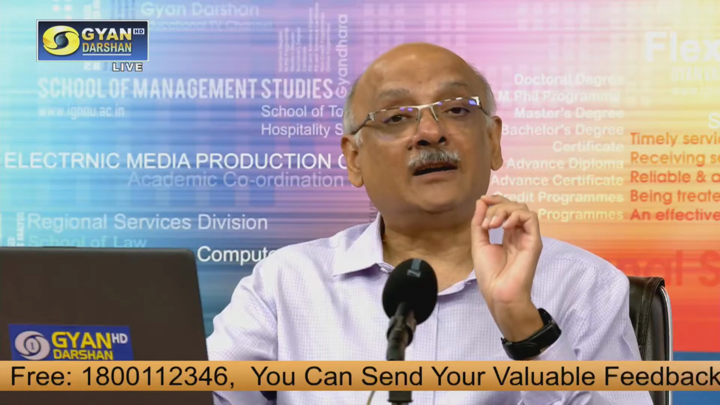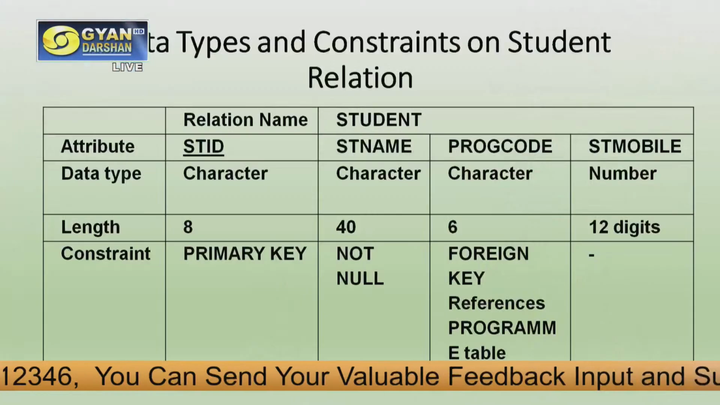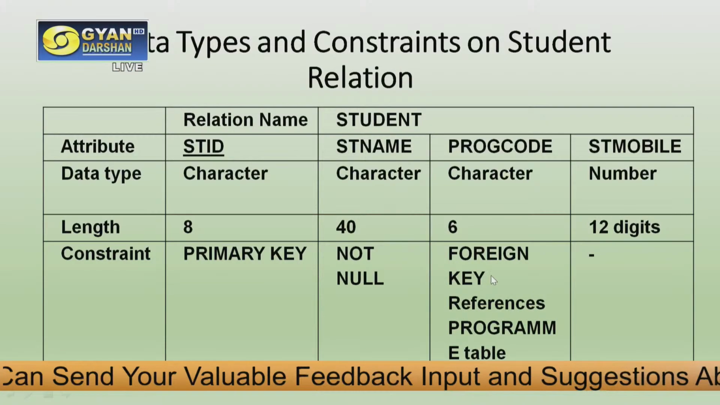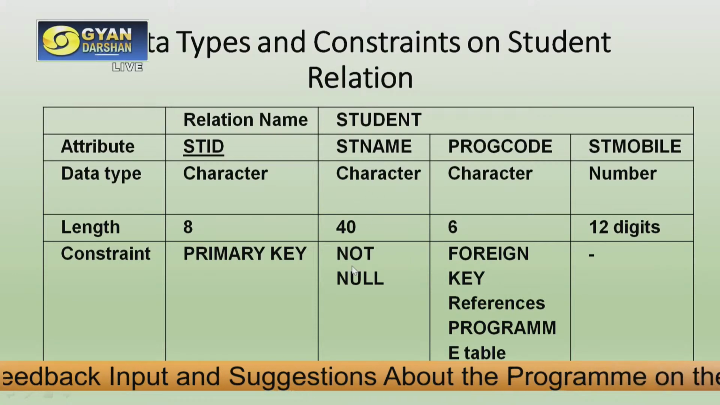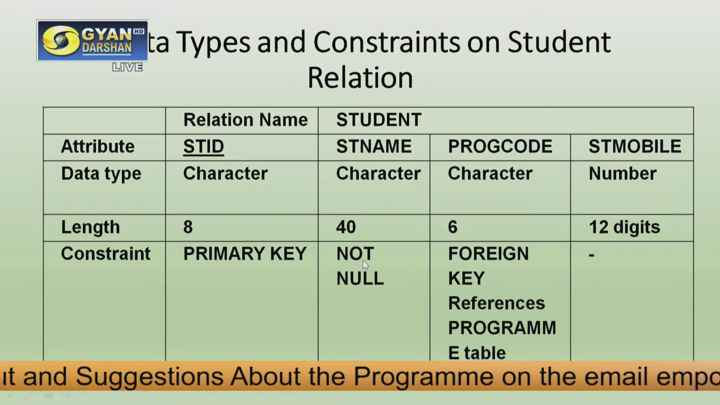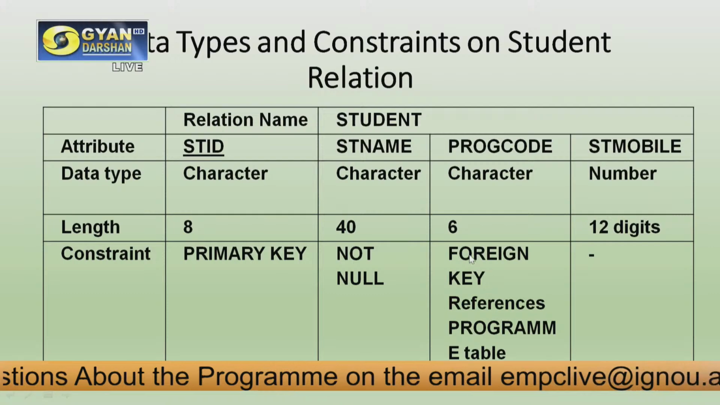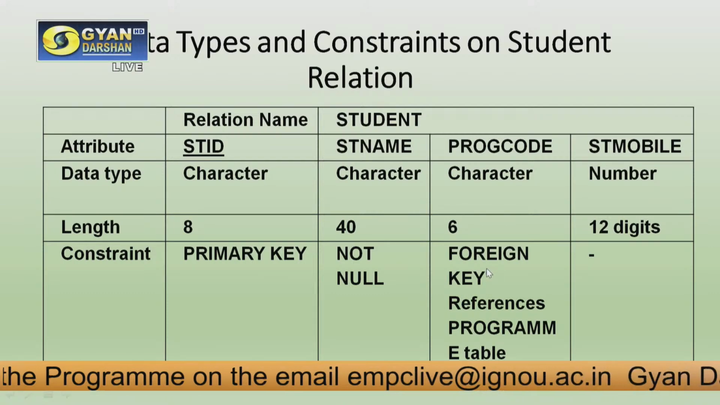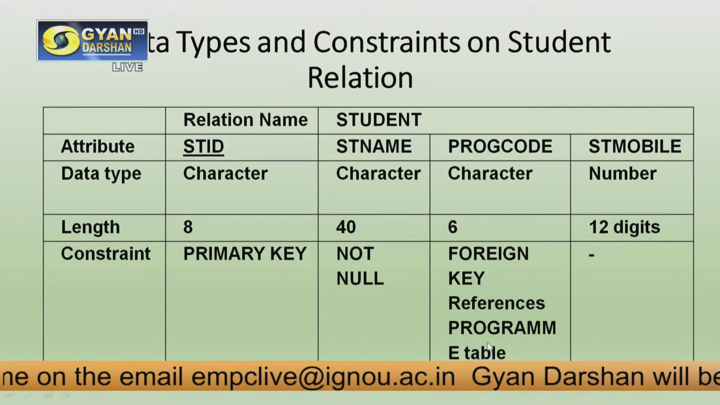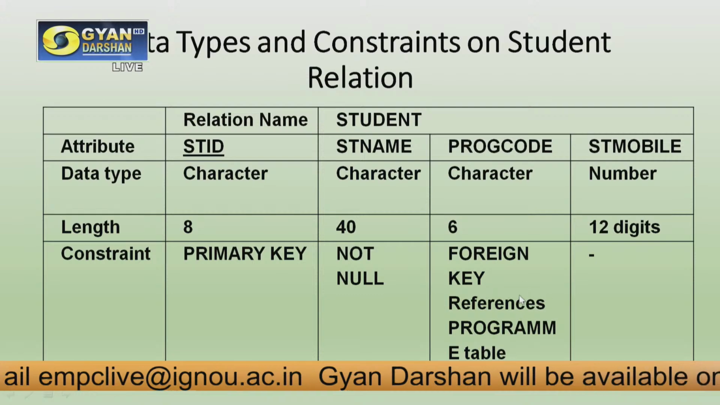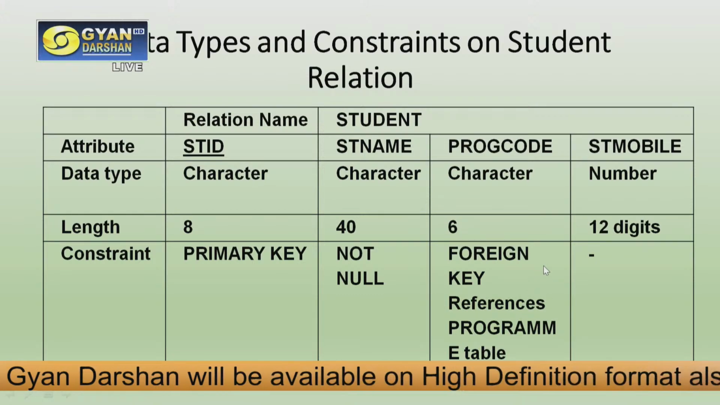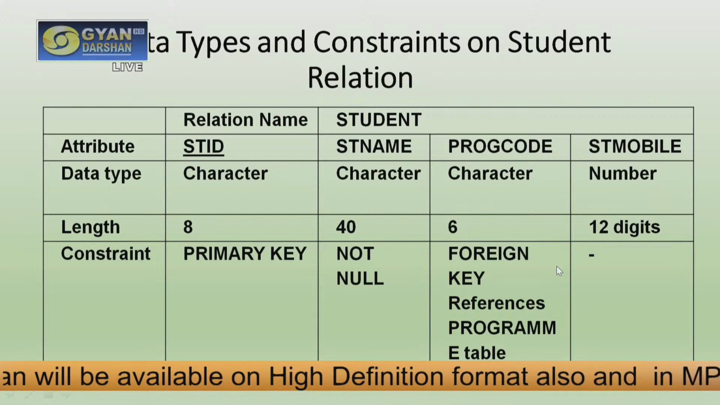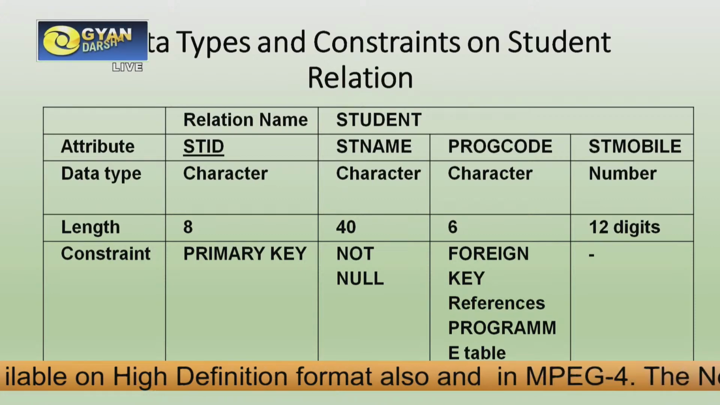Similarly, the case of program code happens to be a foreign key. And the name should not be null. This is another constraint. Then we have foreign key. It's a very interesting constraint which references the program table. So we will like to see this particular constraint a little bit later. But then we would definitely like to visit this particular constraint.